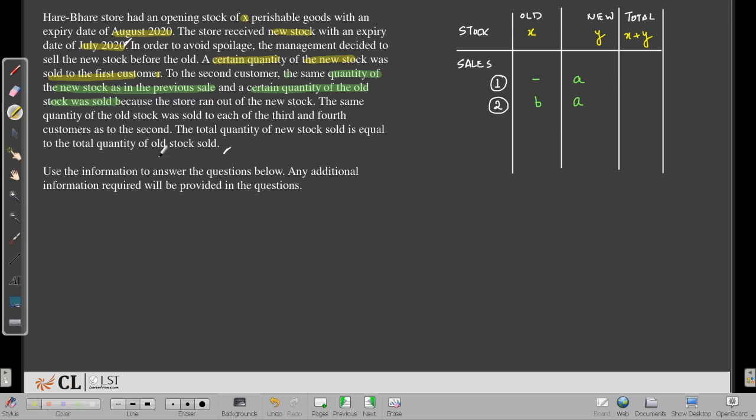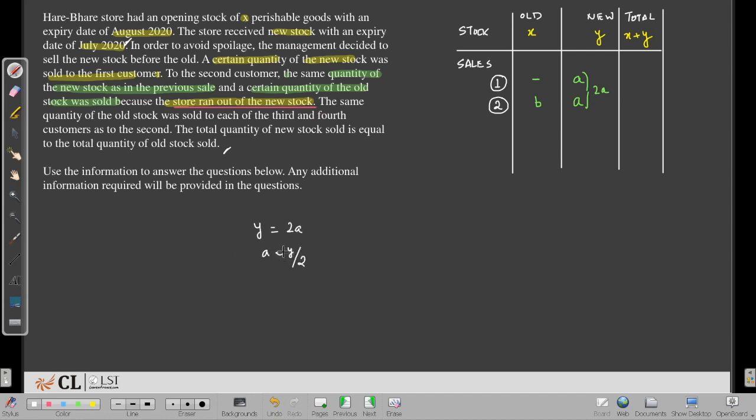And then there is one piece of information that is given: the store ran out of new stock. That is an important piece of information because it helps us in reducing the variables. The total number sold here was A plus A, which adds up to 2A. For it to run out of the stock, whatever the initial quantity Y is should be equal to 2A. Therefore, A is Y by 2.